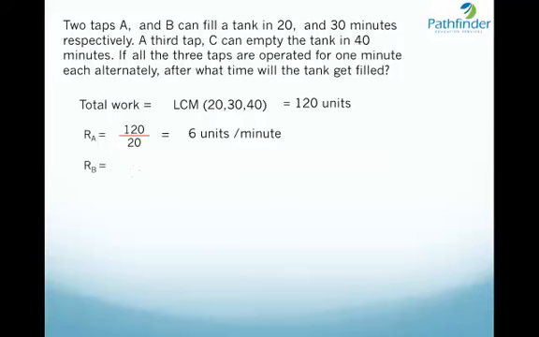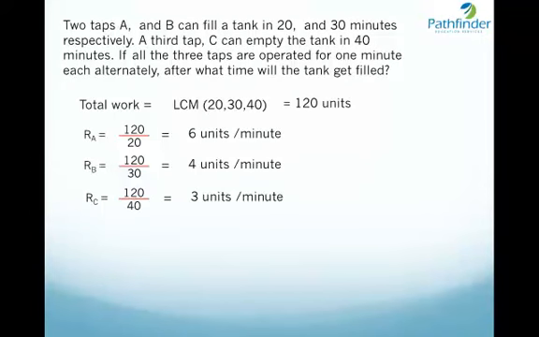Rate of filling of B is 120 by 30, that is 4 units per minute. Rate of emptying of C is equal to 120 by 40, that is equal to 3 units per minute. Which means that one cycle is of 3 minutes.